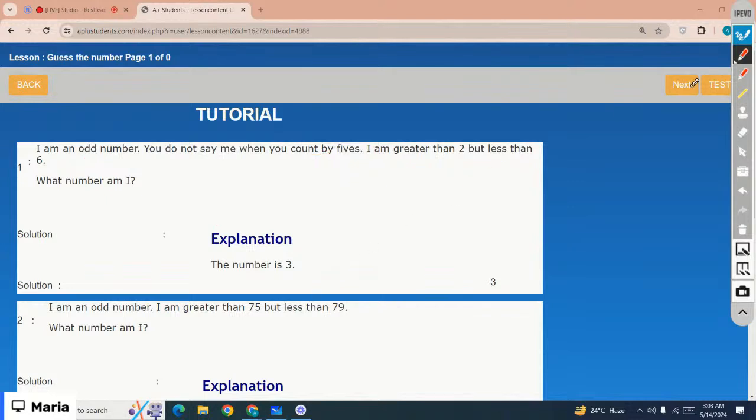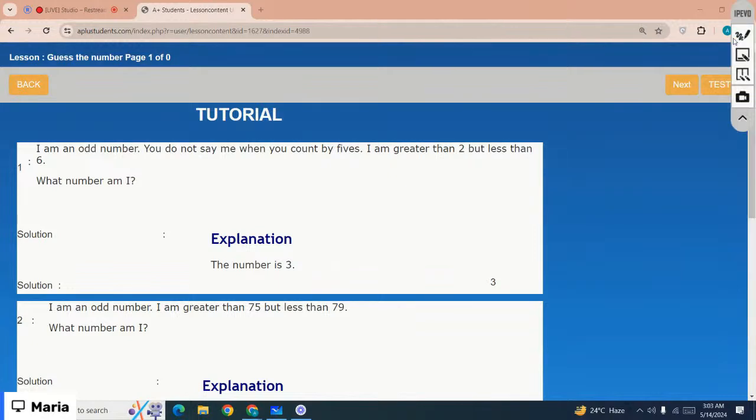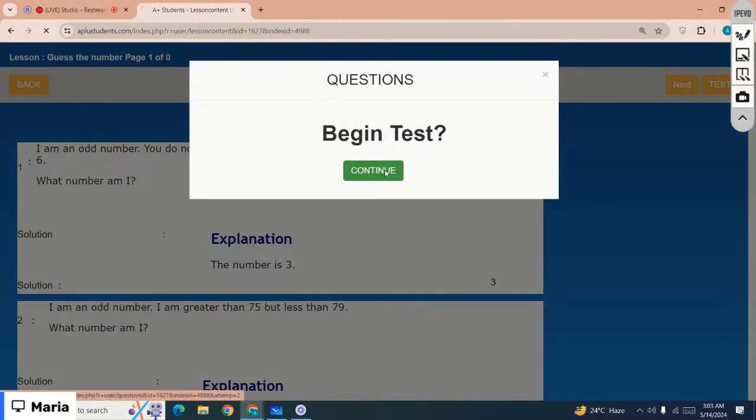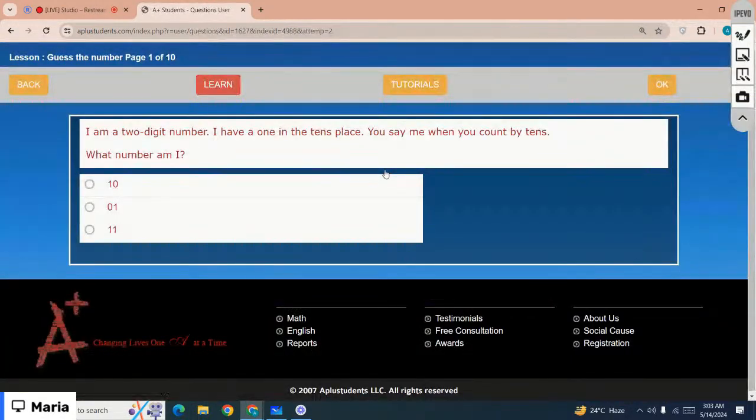Okay, let's just start with the test question. Okay, I am a two digit number, right? I have a 1 in the tens place. You say me when you count by tens. What number am I? Very good. The correct option is 10.